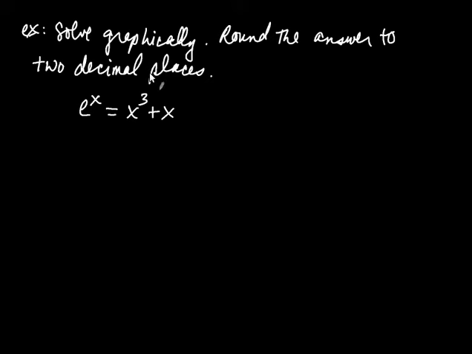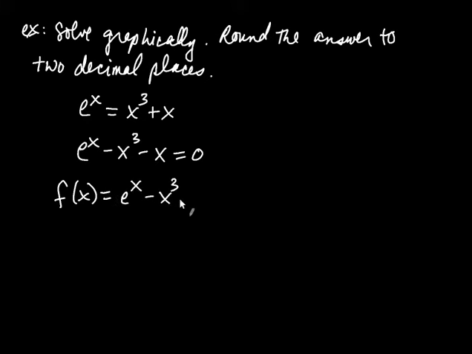This is a very common problem that you run into, and the way you handle it is by solving it graphically. The same thing would be true with a logarithmic function: you get everything on one side and then you set the other side equal to 0. So I have e to the x take away x cubed take away x is equal to 0. Then you create a function where this is the definition of the function. That is, you let f of x be equal to e to the x minus x cubed minus x.